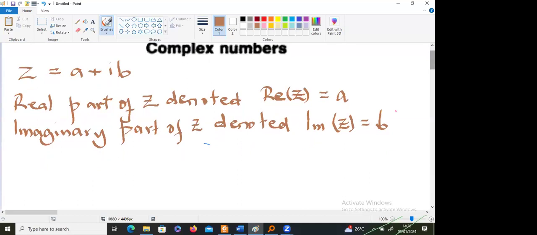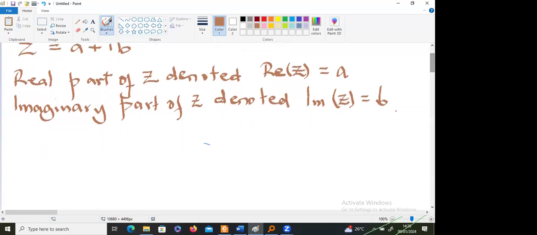So that is very important for you to take note of. Now, it is also important for you to notice that if two complex numbers are equal, then their real parts are equal, and also their imaginary parts are equal. This is our second note.